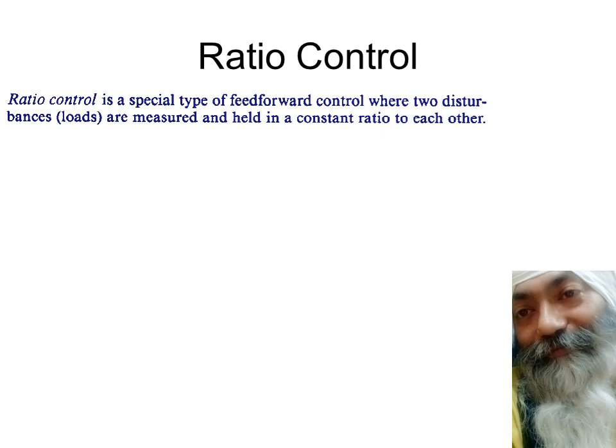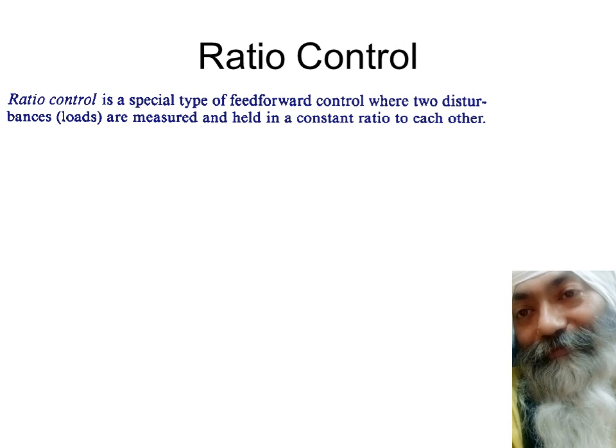As such, it's ratio control, and this ratio control is a special type of feed forward control where we have two disturbances. Both are measured and they are kept in a constant ratio with each other. It is very important that the ratio remains constant. That's why we're controlling the ratio.